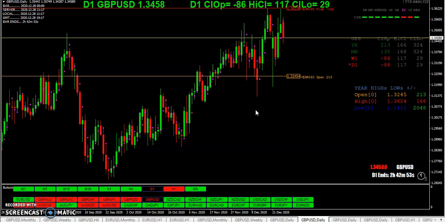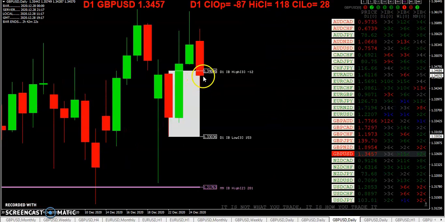I mean, see, that's what traders, I think, get tripped up on. They think the indicator is going to make them money. All the indicator is going to do is indicate something. So, for example, we're 212 pips above the yearly open, but knowing that's not going to make you money per se. You know, we're in the inside bar right now.